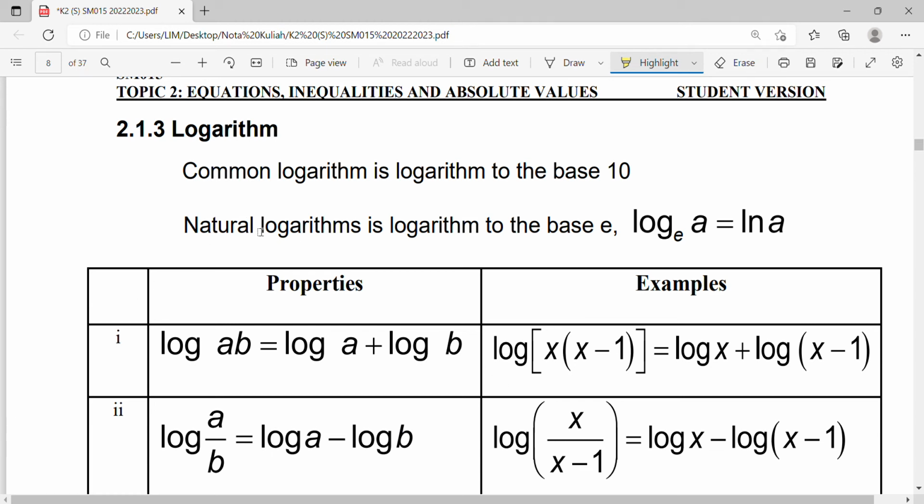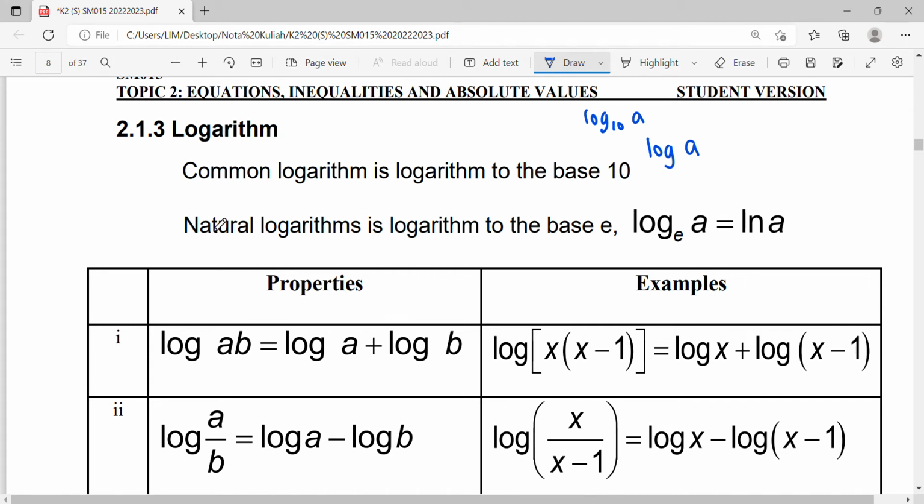So next concept, logarithm. Common logarithm is logarithm to the base 10. So the log that we usually use is in the base of 10. So we will write like log 10 a, or sometimes we won't write the base 10. We will directly write log a. So this one will be understood as the common logarithm, which is in the base 10.